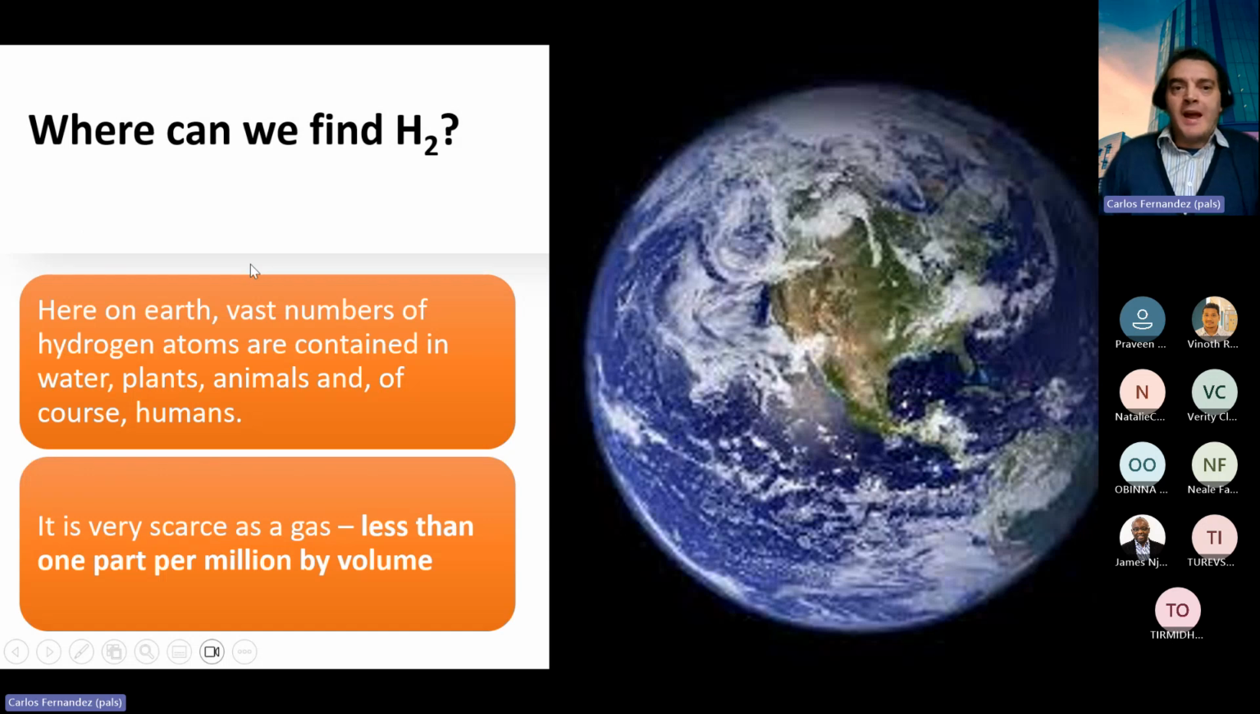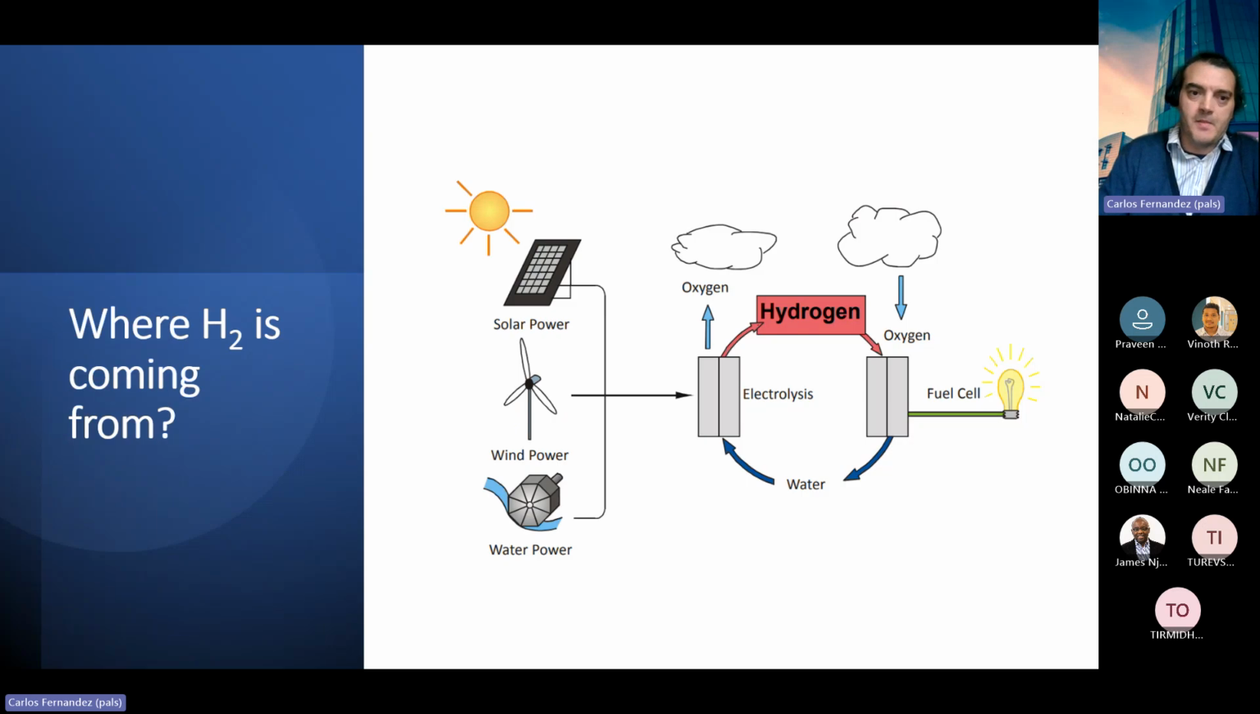So the next step is, where can we find hydrogen? Here on Earth, a vast number of hydrogen atoms are contained in water, plants, animals, and of course humans. That's the slide that I put at the beginning related to life, where the four main elements, carbon, hydrogen, oxygen, and nitrogen, were described. It is very scarce as a gas, with less than 1 part per million by volume.